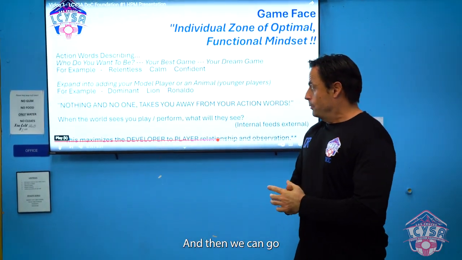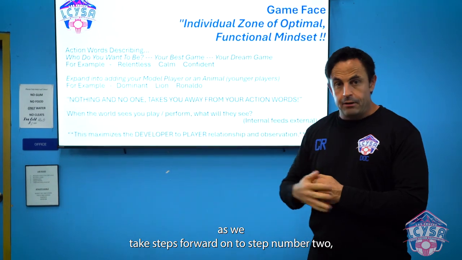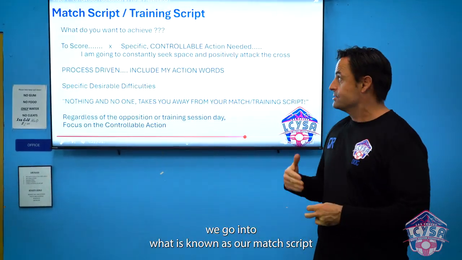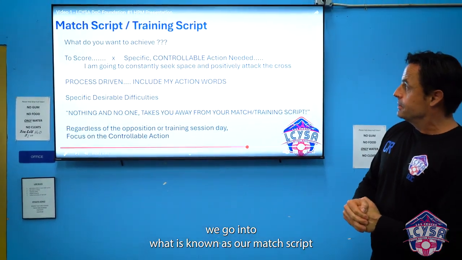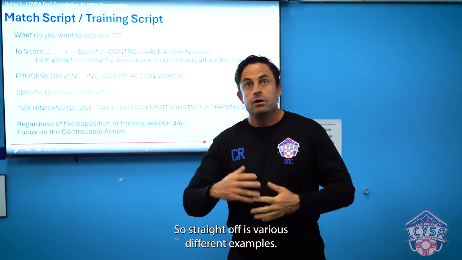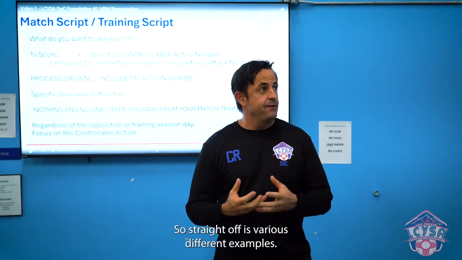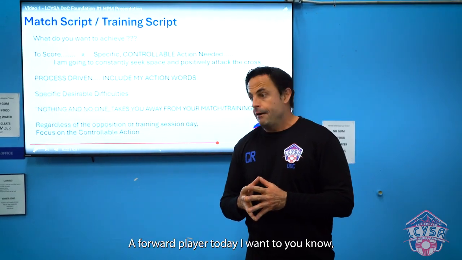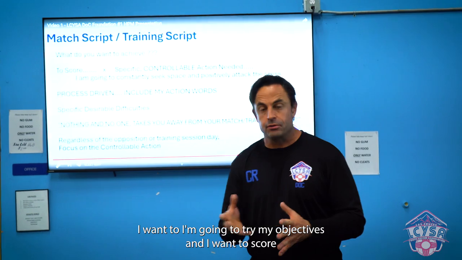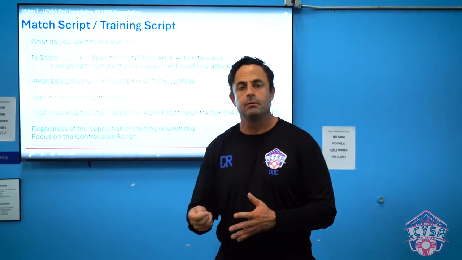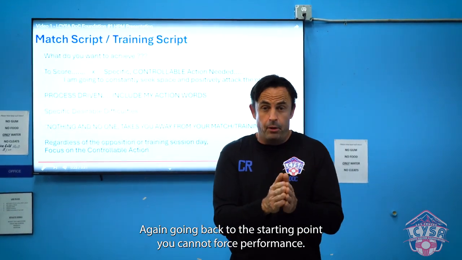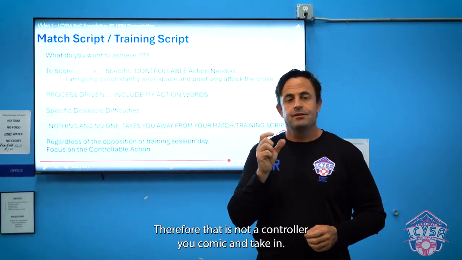And then as we take steps forward onto step number 2, we go into what is known as our match script and training script. Okay, so straight off, there's various different examples. A forward player: today, I'm going to try, my objective is I'm going to score. That, as we well know, again going back to the starting point, you cannot force performance. Therefore, that is not a controller.